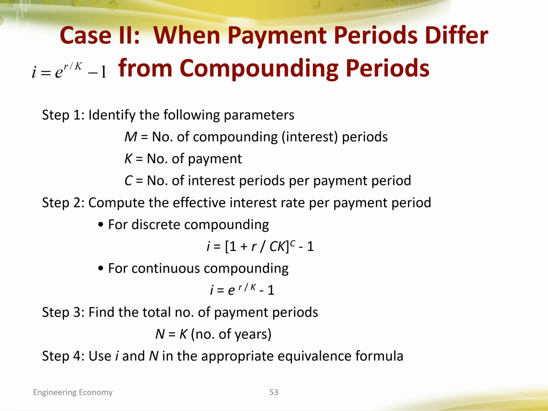If the compounding is continuous, then we will need to use this equation to get the interest rate directly.